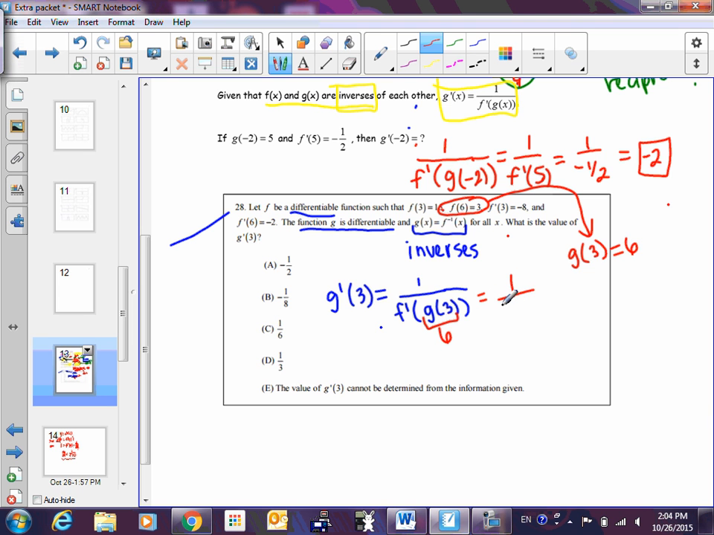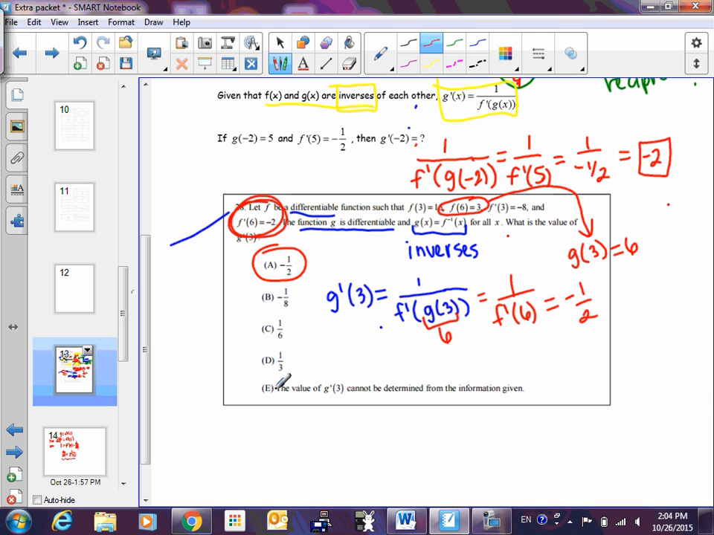So now the next step is, well, what's f prime of 6? And maybe they give it to us, and maybe we have to search for it. They actually give it to us, though, right here. So my answer is -1/2. So this problem ends up being pretty easy if you understand the relationship between inverses and you know this formula right here.